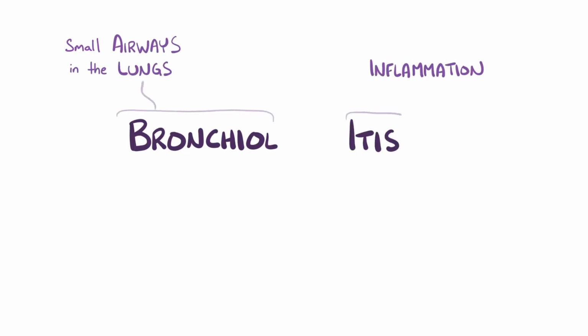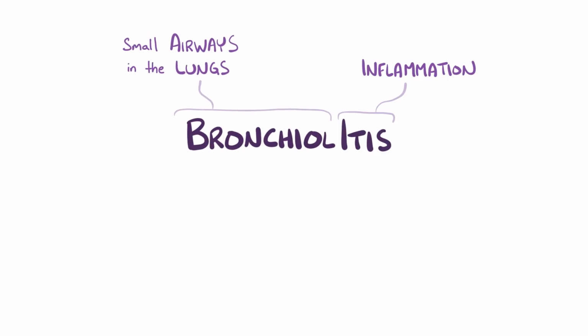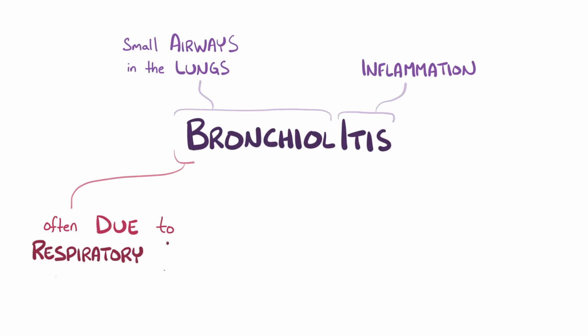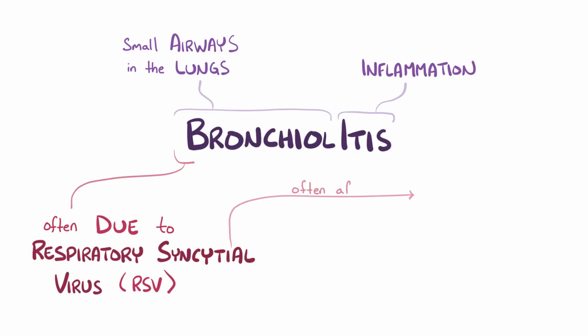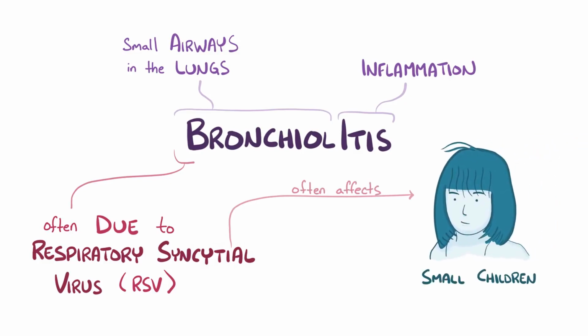Bronchial refers to the small airways of the lungs, and itis means inflammation. So bronchiolitis is inflammation of the small airways in the lungs. It most often is caused by infection from the respiratory syncytial virus, or RSV. It mostly affects young children, causing illness in nearly every child at some point in their life.